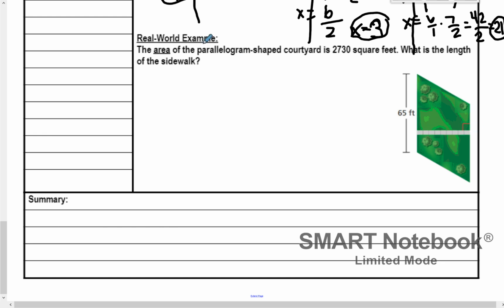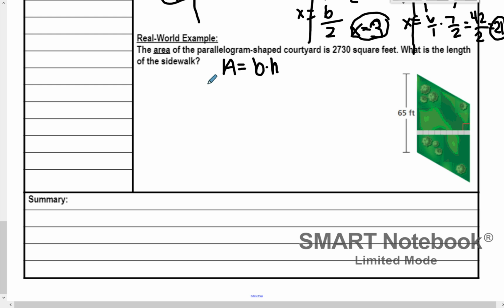First of all, we need to remember what our formula for the area of a parallelogram is. Remember, a rectangle is a parallelogram. That's right. Rectangle is a parallelogram, so they have the same formulas. Area equals base times height.